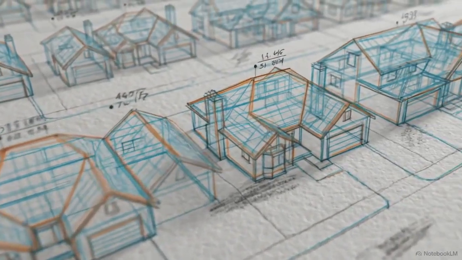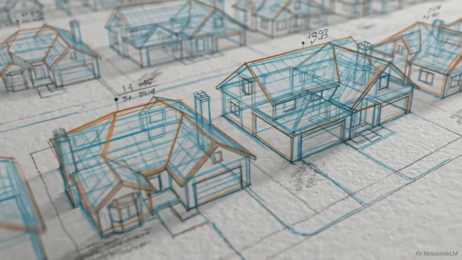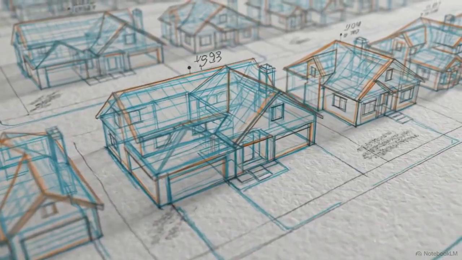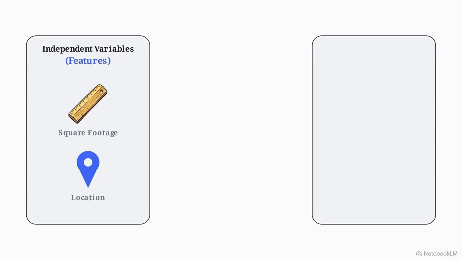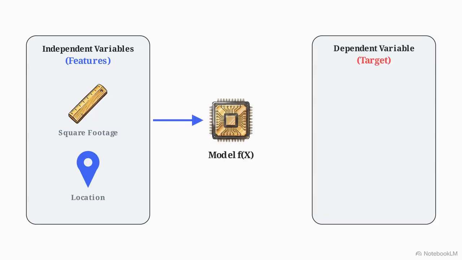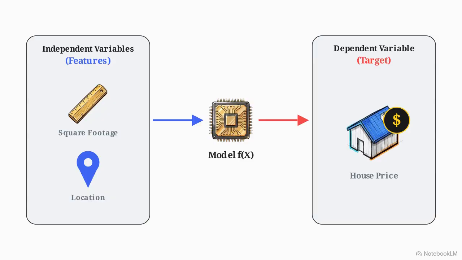To engineer an end-to-end machine learning pipeline, we will build a model to predict house prices using a raw dataset from Kaggle. We start by defining our variables. The independent variables, known as features, are the inputs we use to make our prediction, things like square footage and location. The dependent variable is the target we want to calculate, the final house price.